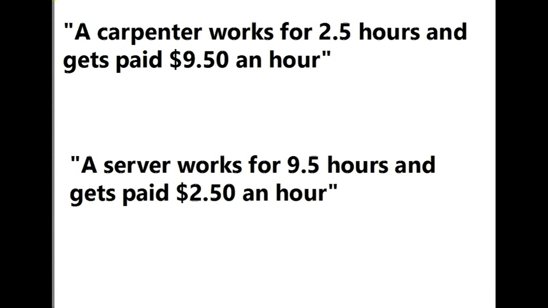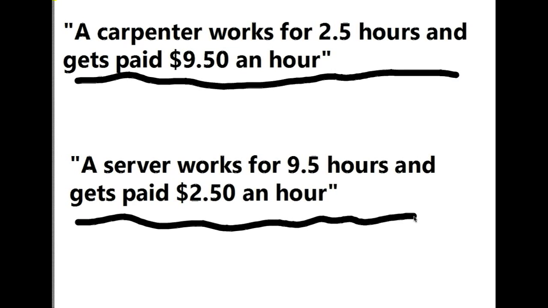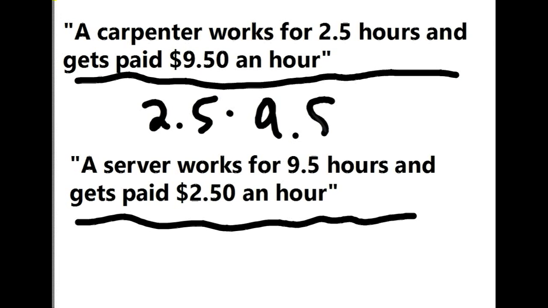Say a carpenter works for 2.5 hours and gets paid $9.50 an hour. Well, guess what? That carpenter is going to make the exact same amount of money as a server that works for 9.5 hours and gets paid $2.50 an hour. Now, we would hope the server would get tips, right? But the point is, they're going to make exactly the same amount. In other words, 2.5 times 9.5 is the same as 9.5 times 2.5.